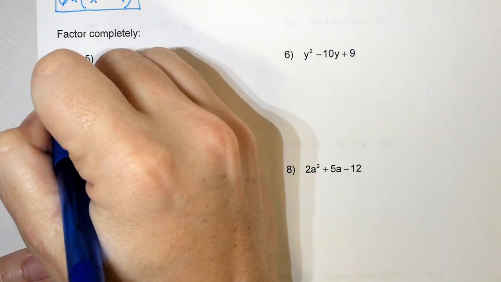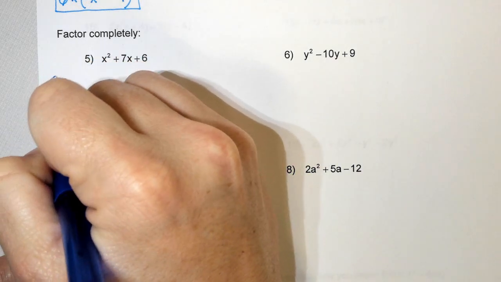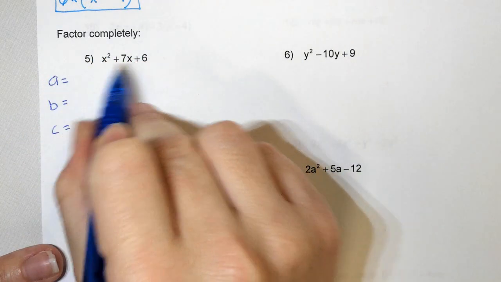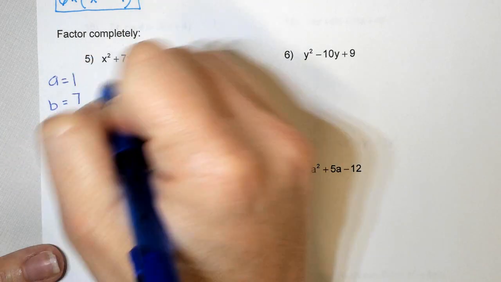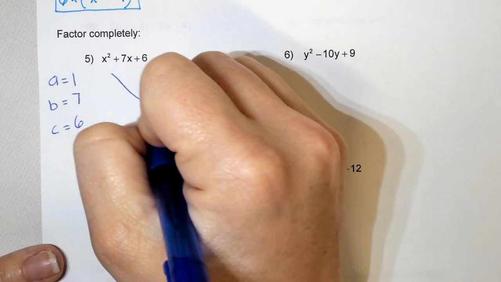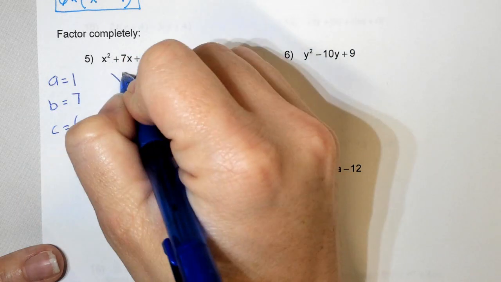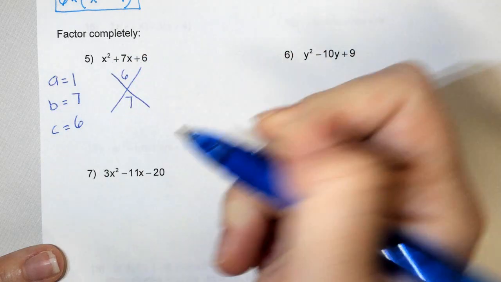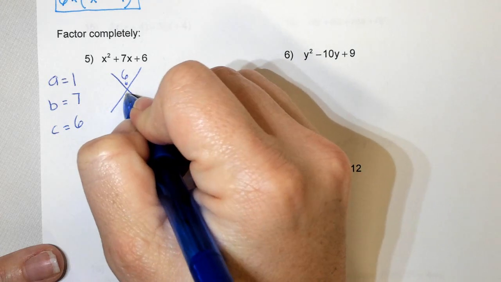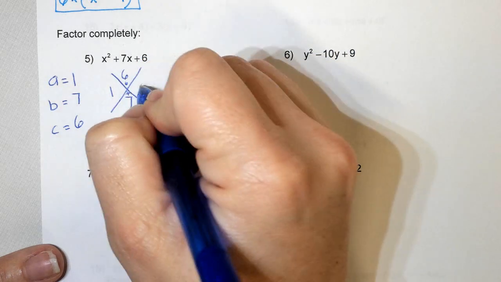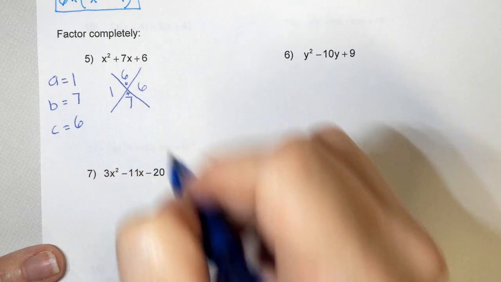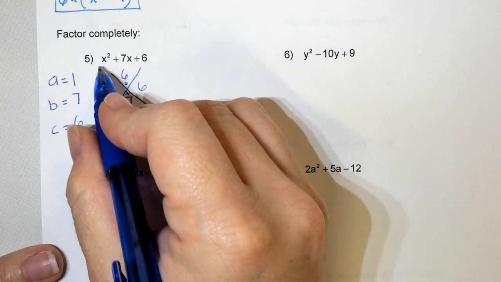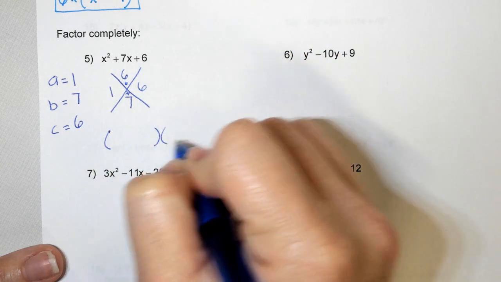So I have A, B, C, because there's no GCF and it is in order. A is 1, B is 7, C is 6. A times C is 6, B is 7. Well, what multiplies to give me 6, but adds to give me 7? Well, 1 times 6. 1 times 6 is 6. 1 plus 6 is 7. So those are my numbers. And since A was 1, that's all I had to do.